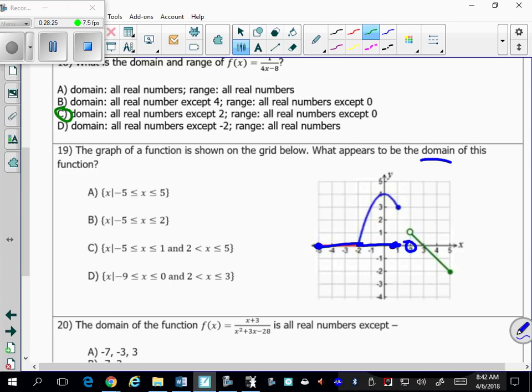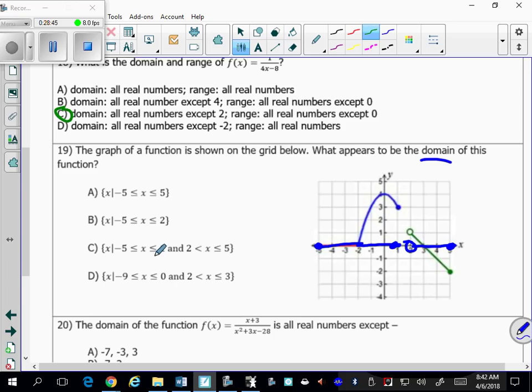So we're looking at continuous from -5 to 1, and then it jumps again, and it's open, and it's not equal to at 2, all the way to 5. So there are 2 different parts to it. We have -5 to 1, and then 2 to 5 with not equal to at the 2.